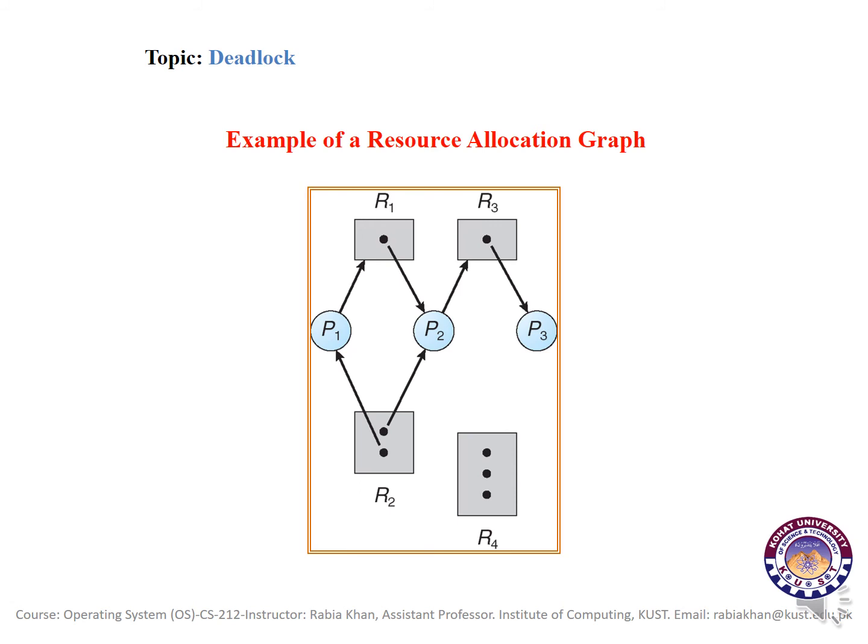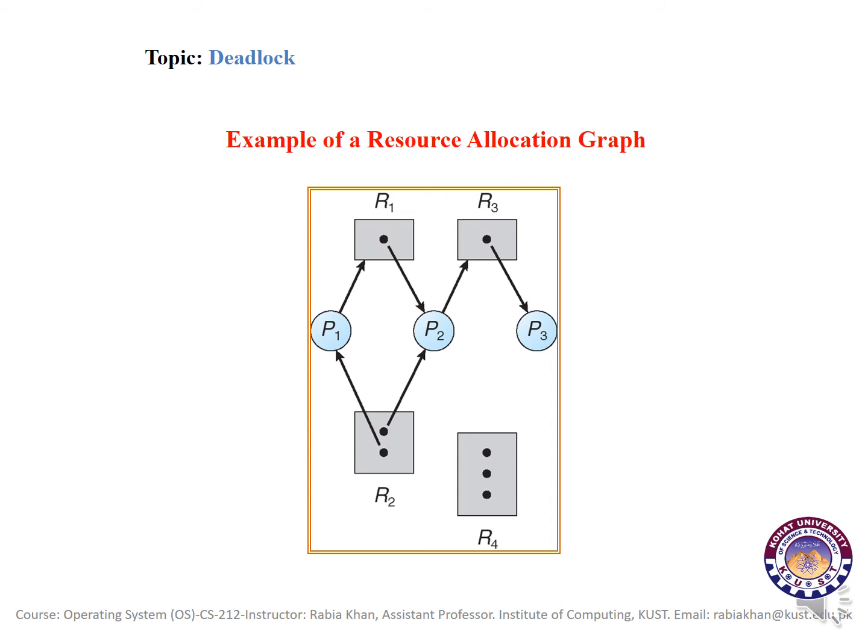Diagram shows process P1 is requesting resource R1. So a requesting edge is drawn from P1 towards R1. But resource R1 is assigned to process P2, and you can see the assignment edge from R1 to P2. P2 is holding resource R1 and requesting for resource R3. But R3 is assigned to process P3.